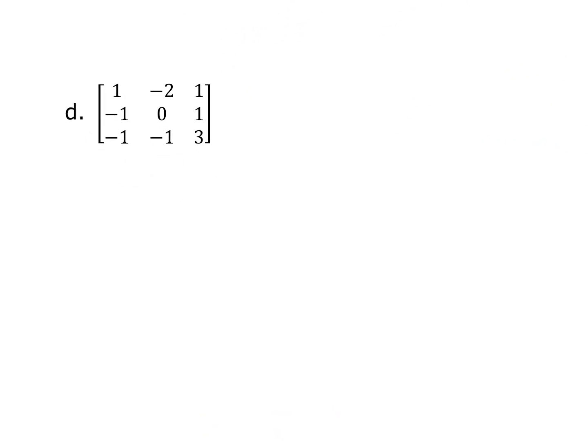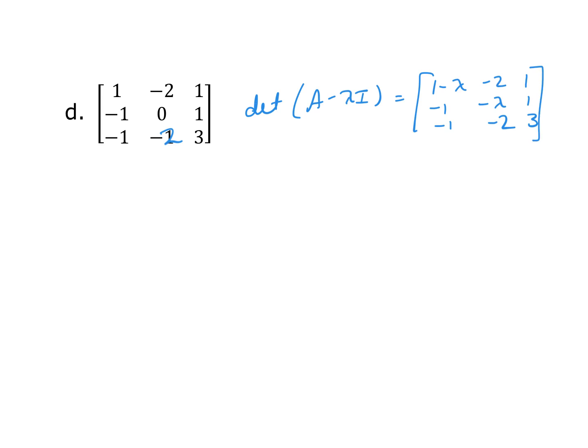D is a little bit more involved, and there should be a 2 right there. Otherwise, this is going to be more difficult. Anyways, let's start out with our determinant of A minus lambda I. When we do that, we're going to get 1 minus lambda, -2, 1, -1, negative lambda, 1, -1, -2, and 3. My characteristic polynomial, by the way, when I multiply this out, is actually not bad.